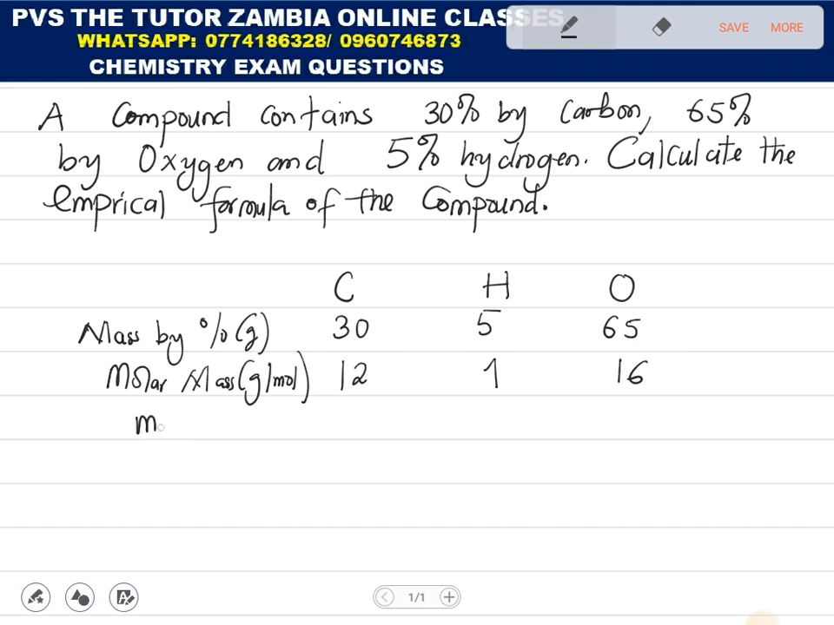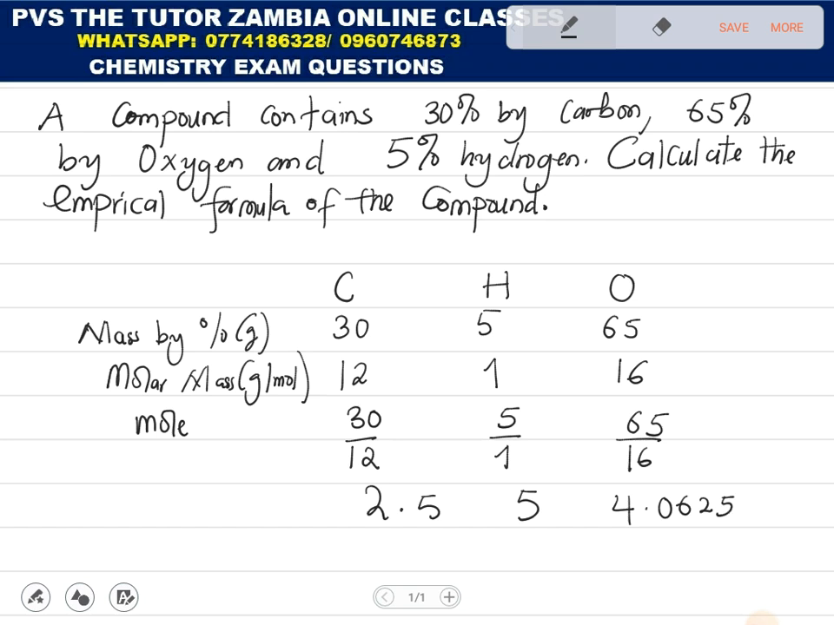Then how do we find the number of moles? The number of moles is mass over molar mass. So we have 30 over 12 here, and here we've got 5 over 1, and here we've got 65 over 16. It's very easy. So let's divide 30 by 12. I'm getting 2.5. 5 divided by 1, I'm getting 5. Then 65 by 16, I'm getting 4.0625.